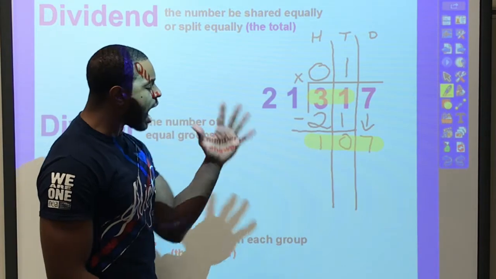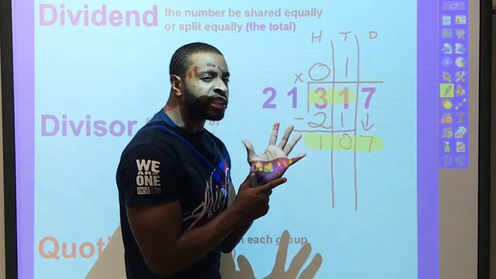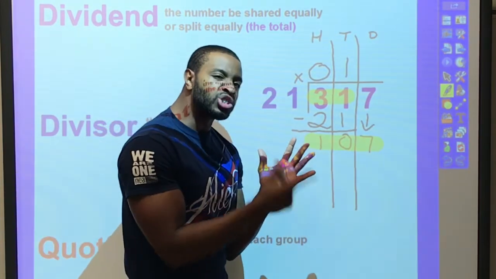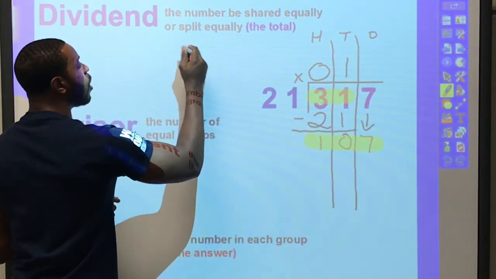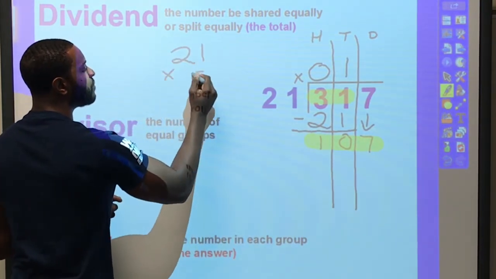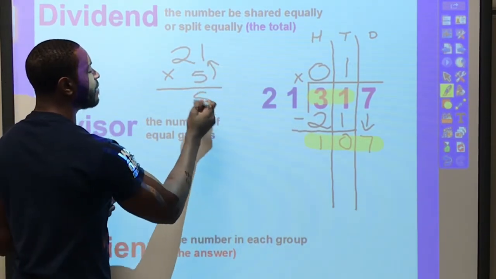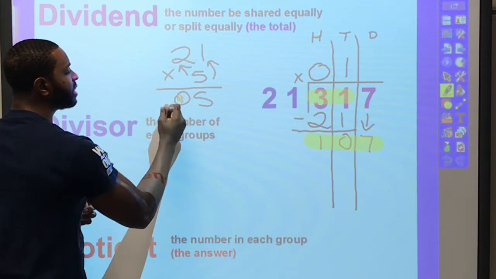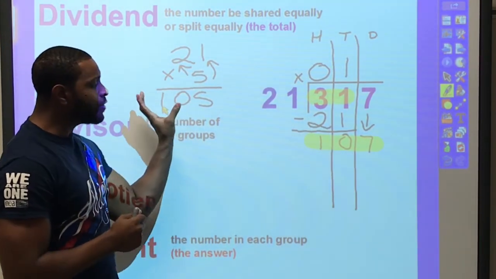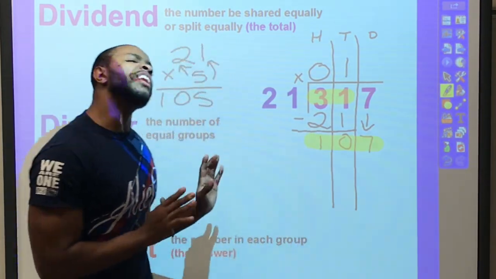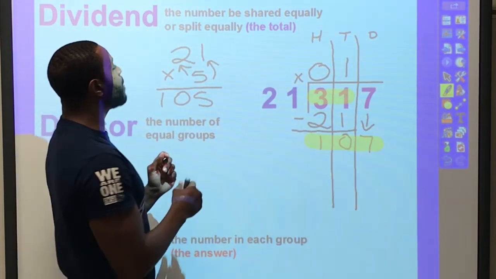So let me try multiplying 21 by 5 to see if it really works. Because although I estimated and rounded to 20, the real number is 21. So I have to test it to see if it works. So I'm going to go 21 times 5. Let's see how well this works out. 5 times 1 is 5. 5 times 2 is 10. So we have 105. My oh my! 105 is pretty close to 107. I think that might work because if we do another group, it'll go over 107. So I'm going to stick with 5.